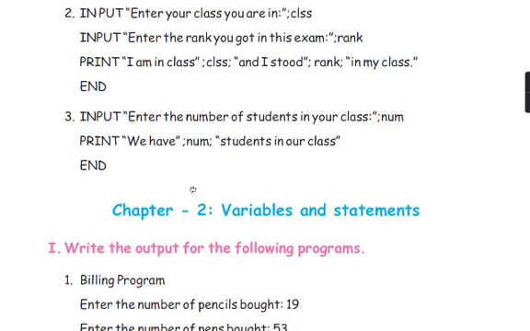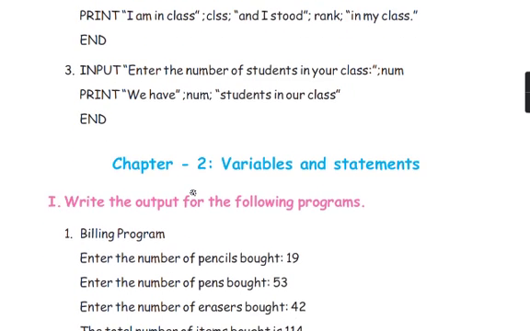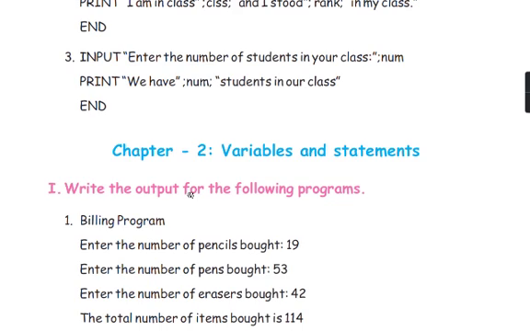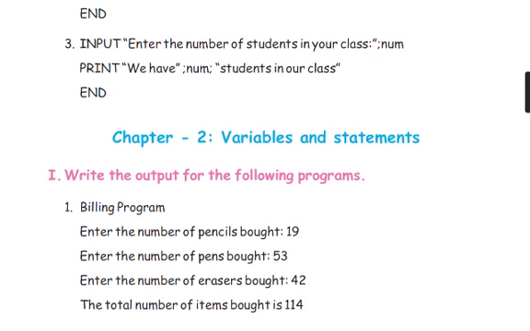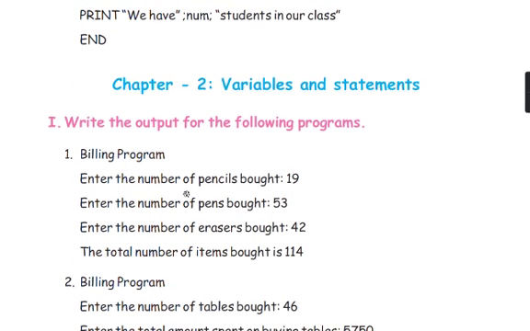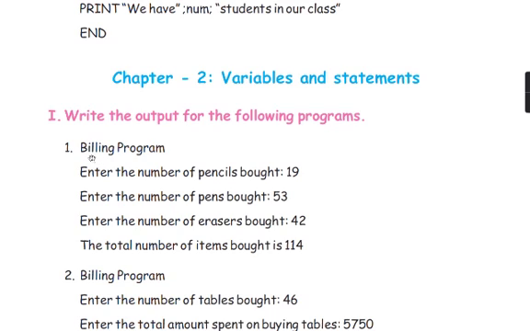Chapter 8, write the output for the following programs. If you have QBasic, just execute the programs and get the output. Your outputs will be like this. So first question, heading, billing program. Input, enter the number of pencils bought. Here the pencil variable is given. So you can give your own value. Instead of 19, you can give your own value. Wherever you have input, you can give your own value.